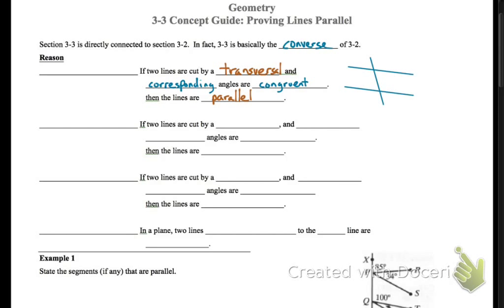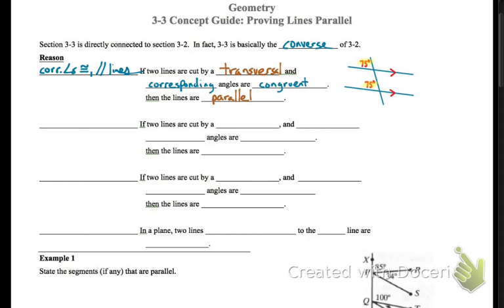Let's look at an example over here. If we have these lines and we know that this angle is 75 and this angle is 75, those are congruent angles, they are corresponding angles, and if corresponding angles are congruent, then these lines are parallel. The reason we'll say for this is the converse, the opposite of what we had on the other side: corresponding angles congruent, then we have parallel lines.